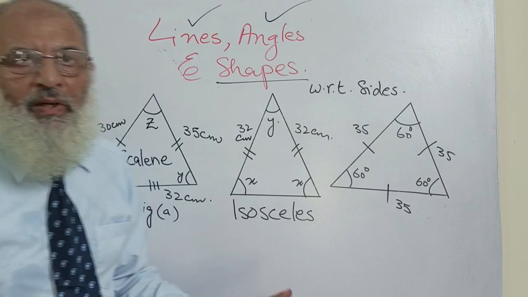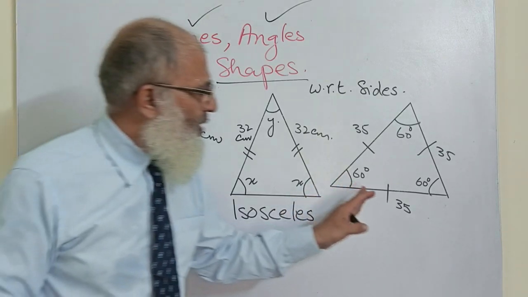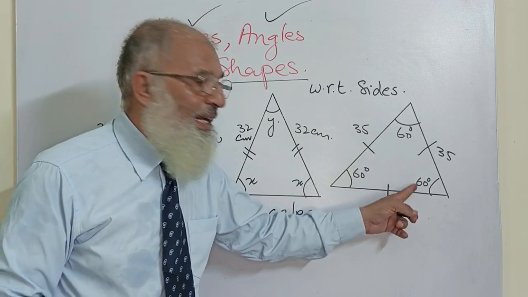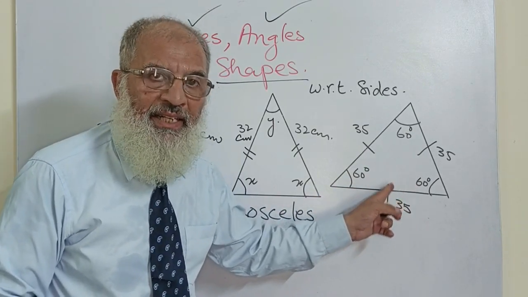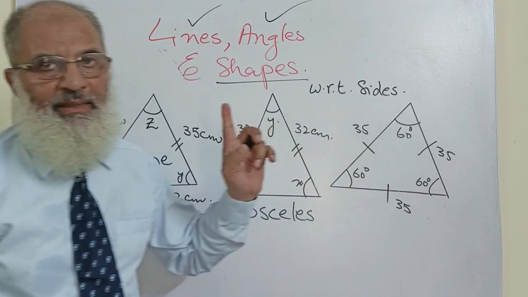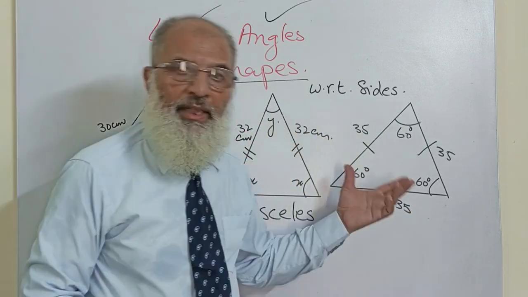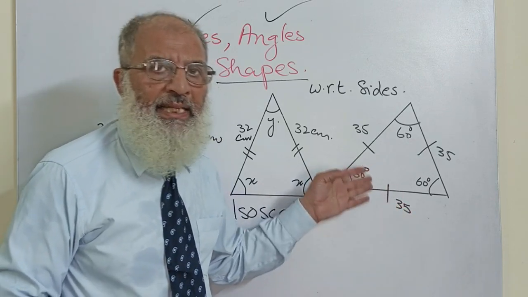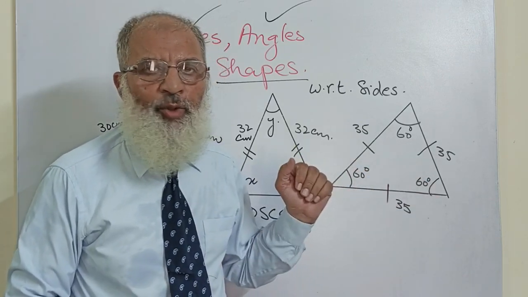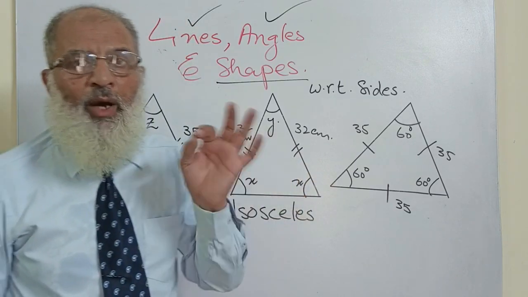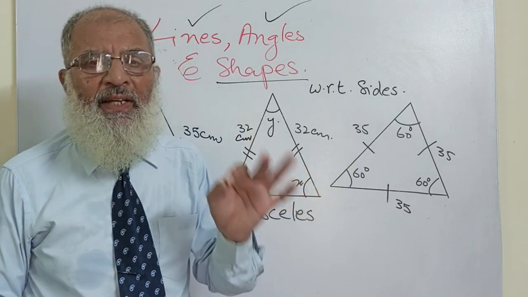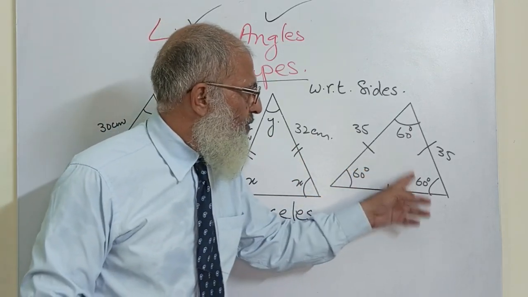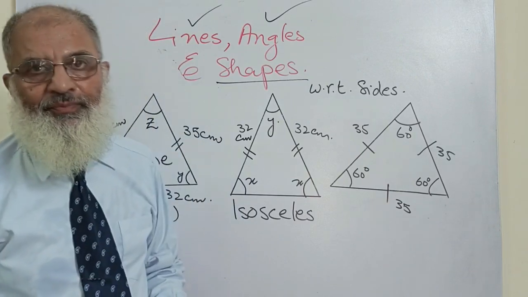There is no other triangle which is an equilateral triangle and has angles greater than or less than 60 degrees. You followed my point? There is no other triangle which is said to be equilateral and has an angle of 55 degrees. No, it is not possible. The only triangle which is an equilateral triangle will consist of 60 degree angles each.